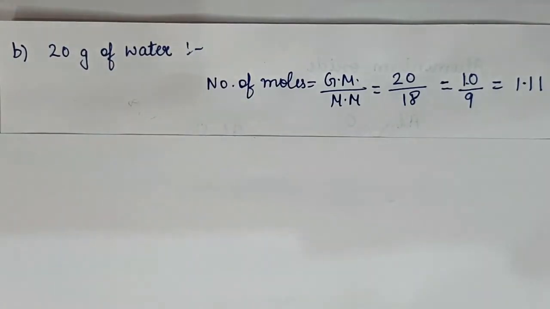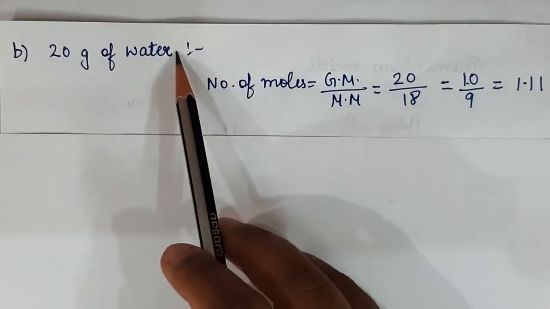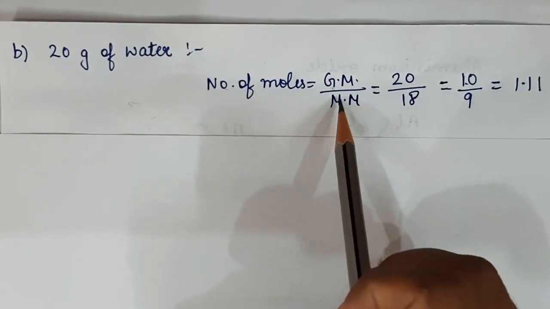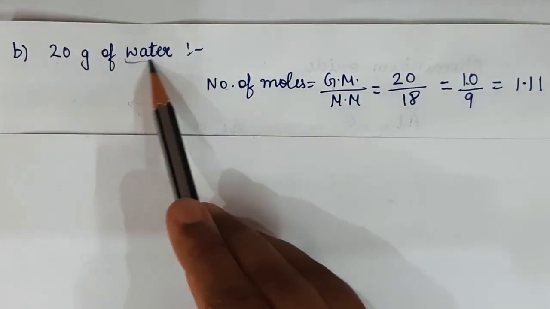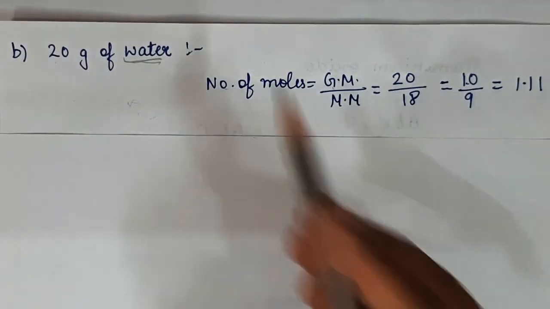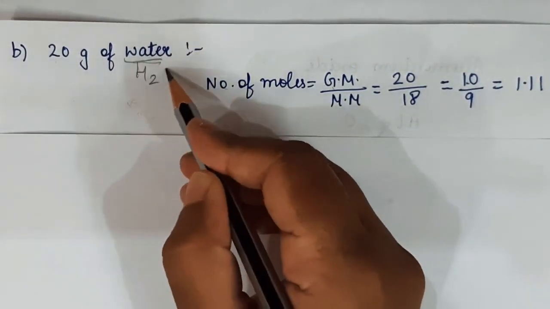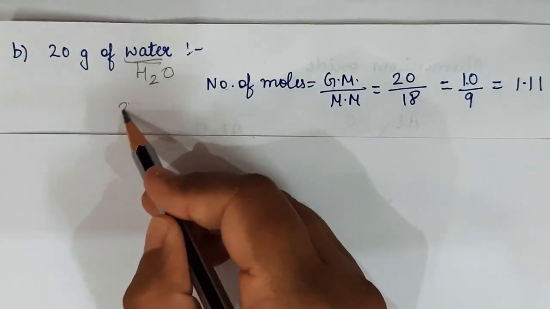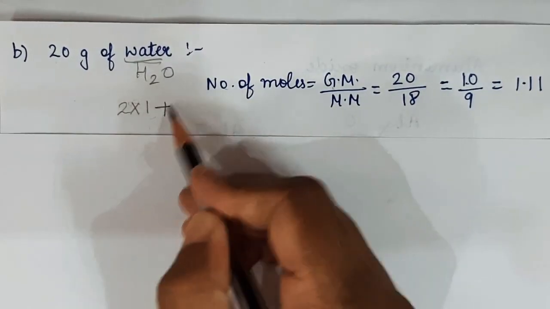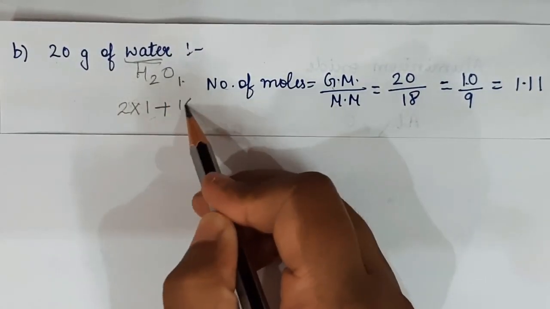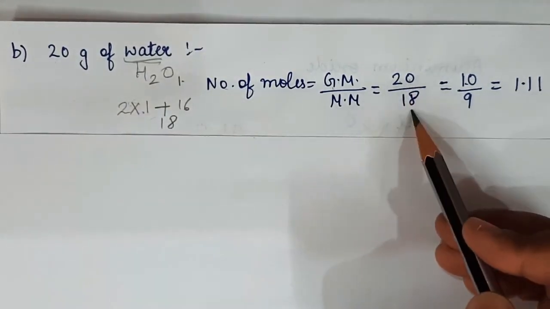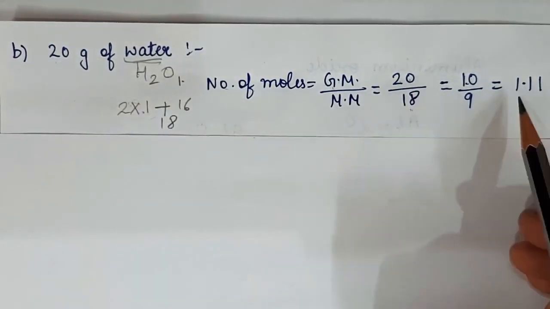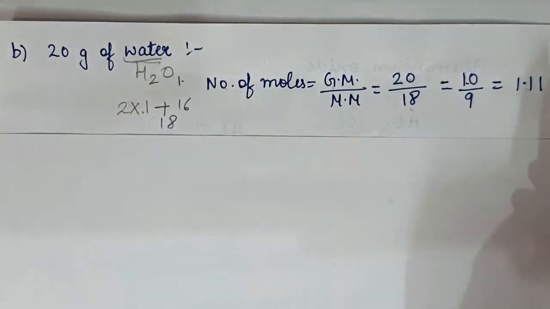B part, 20 gram of water. Number of moles is equal to given mass upon molar mass. Given mass is 20. Now what is the molar mass of water? Water is H2O. So twice of hydrogen means twice into 1 plus 1 of oxygen means 16. So 2 plus 16, 18. So 20 by 18. Simplify it. 1.11 moles.